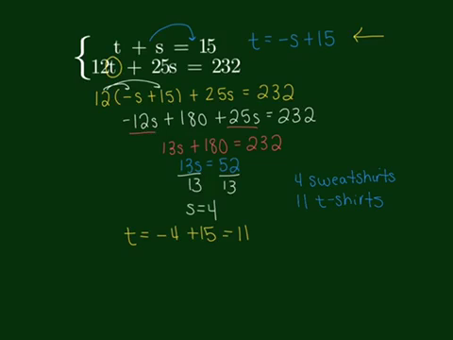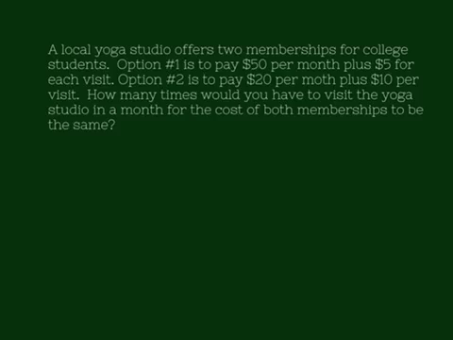So we can see that all together from our first equation, he did buy a total of 15 items, and then we can check to see if the costs work. So if each t-shirt is $12, we would do 12 times the number of t-shirts to get that cost, and then $25 times the number of sweatshirts, and then all together, does that equal 232? And it does.